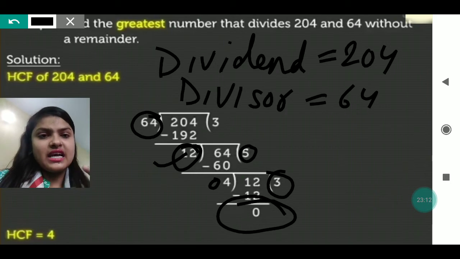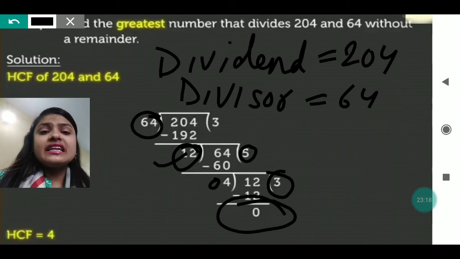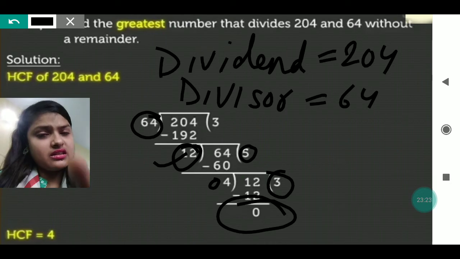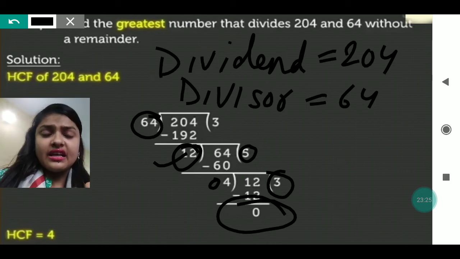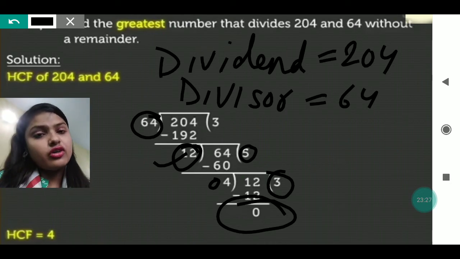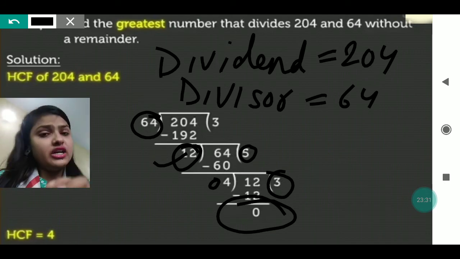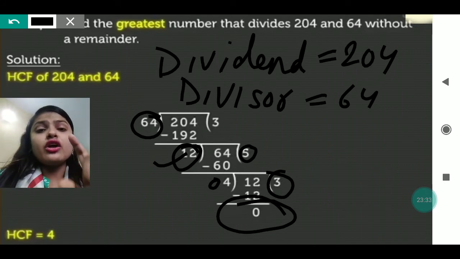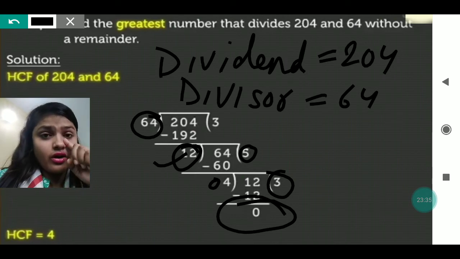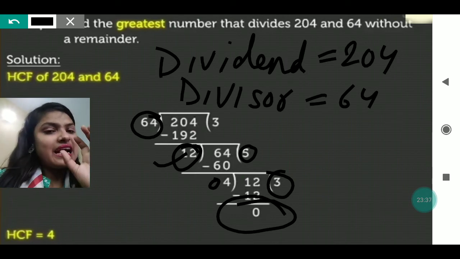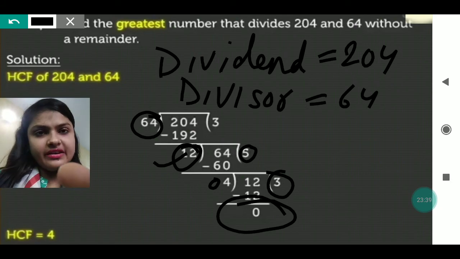Here you have to understand, my dear, the first time we divide with the numbers which are given, the dividend and the divisor. Then the next time, with the remainder which I am getting, you have to divide the previous divisor. Then again, with the remainder which you are getting, you have to divide the next divisor. In the same way you have to do it until you get 0 as a remainder. When you get 0 as a remainder, it means you have completed it.